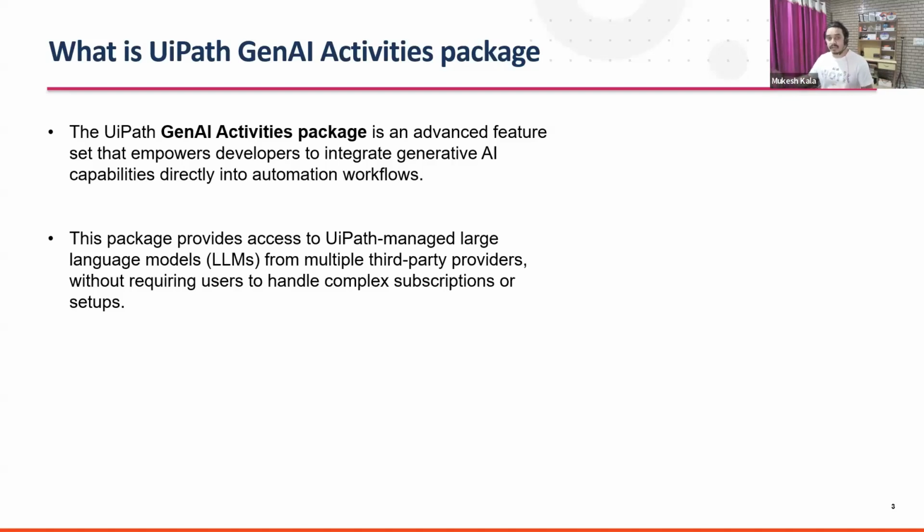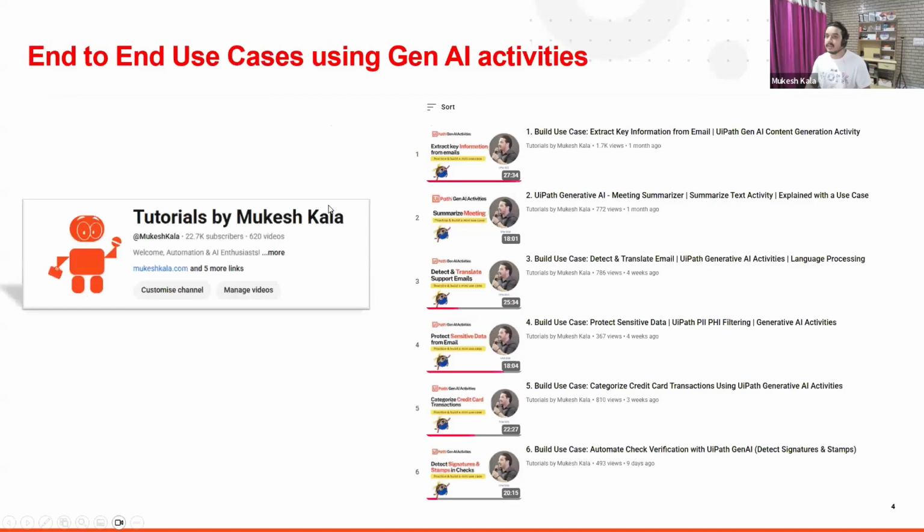In the background, you might understand that any AI requires an LLM. These are the LLMs which are managed by UiPath, and UiPath also has third-party LLMs which you can always utilize for the use cases. As I mentioned, these are end-to-end use cases, and I'm going to show some of them. But in case you want to learn more about the detailed use cases, I have my YouTube channel, which Vidya was mentioning. I have covered a lot of generative AI small projects. You would find my channel on YouTube, Tutorials by Mukesh Kala. All of this I have explained in detail in Studio as well.